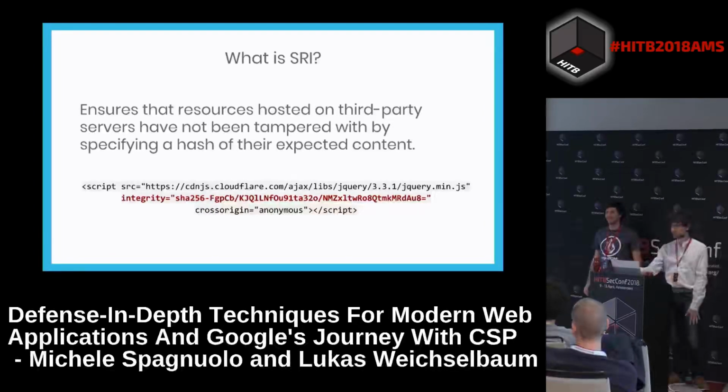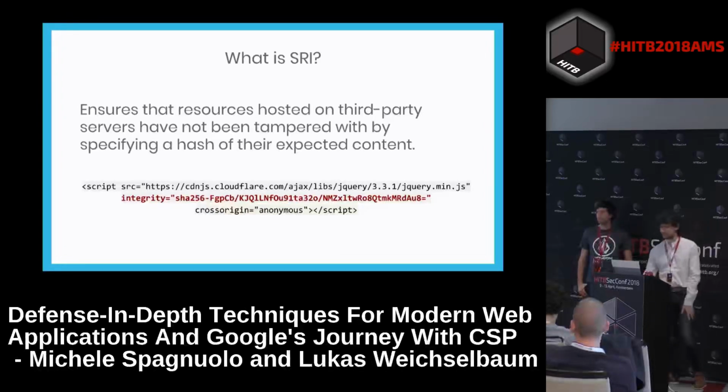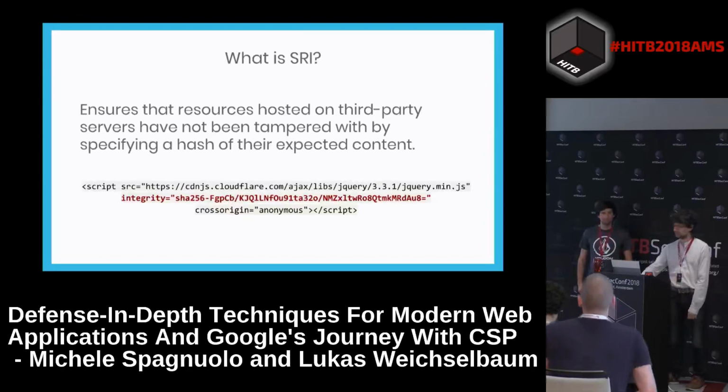Cross-origin anonymous is actually not part of SRI. It's part of the CORS specification. It just means that the request does not send credentials, because you also want that extra bit. So nowadays, if you look at, for example, the official jQuery webpage, it will automatically ask you to copy-paste a tag that has SRI, which is really cool. We'd like to see this more adopted in the wild, because it's a very easy way of stopping these kinds of attacks.